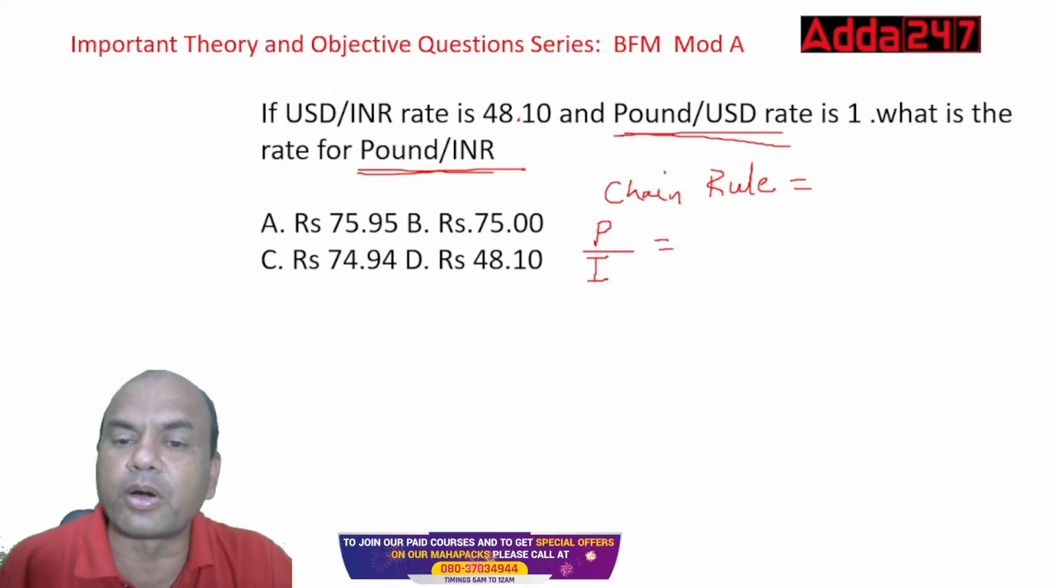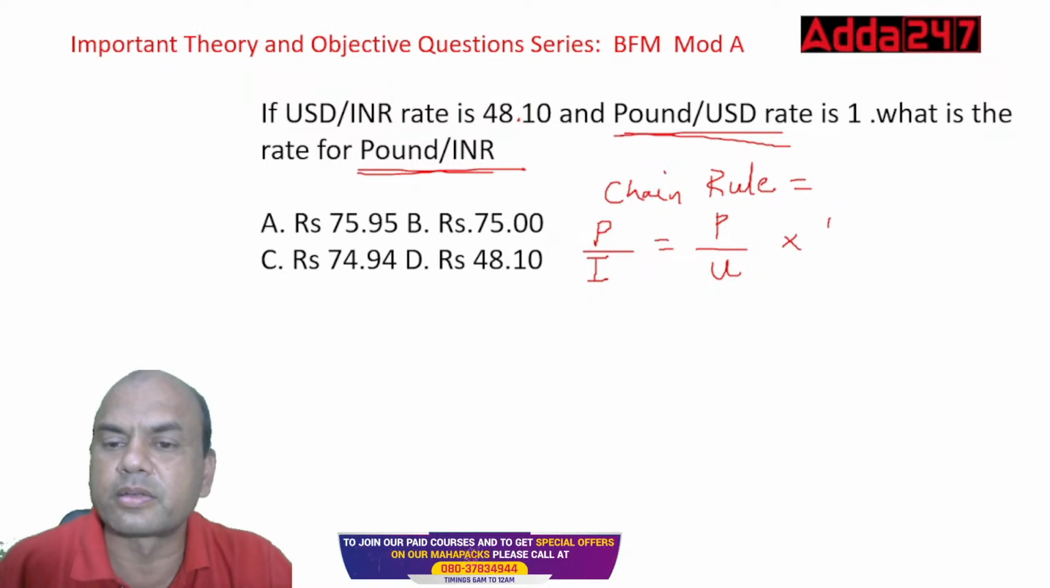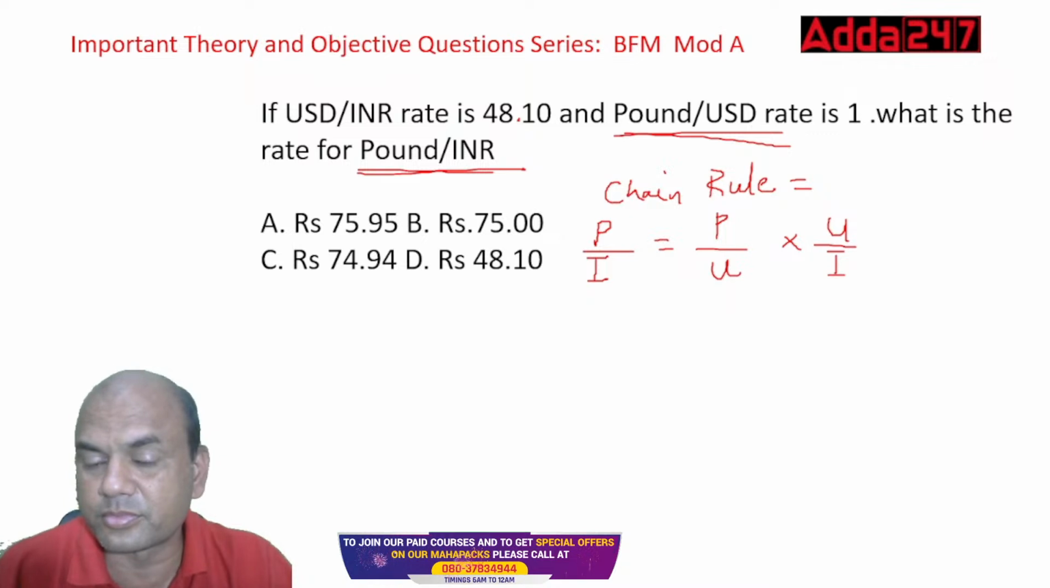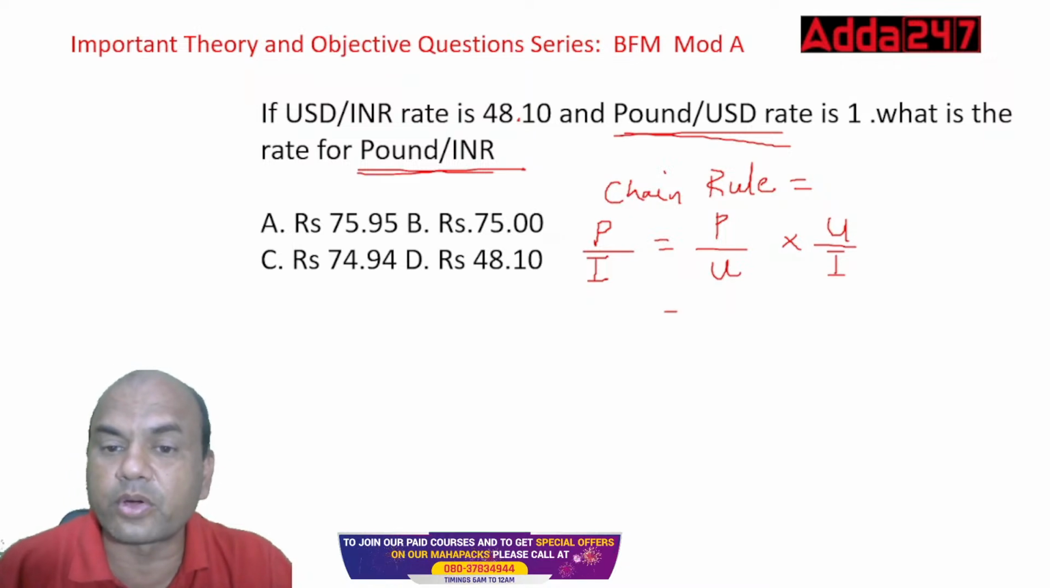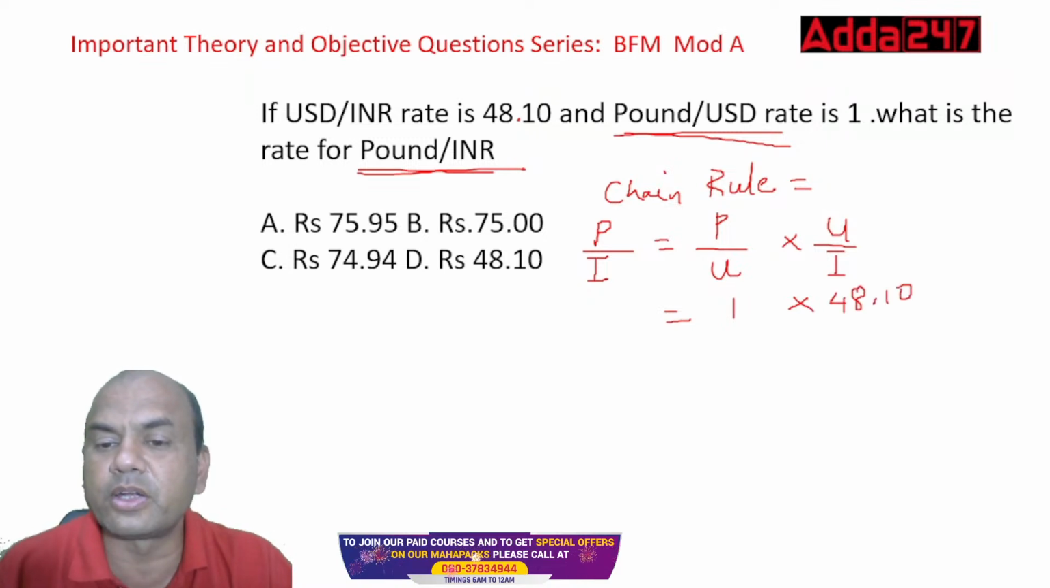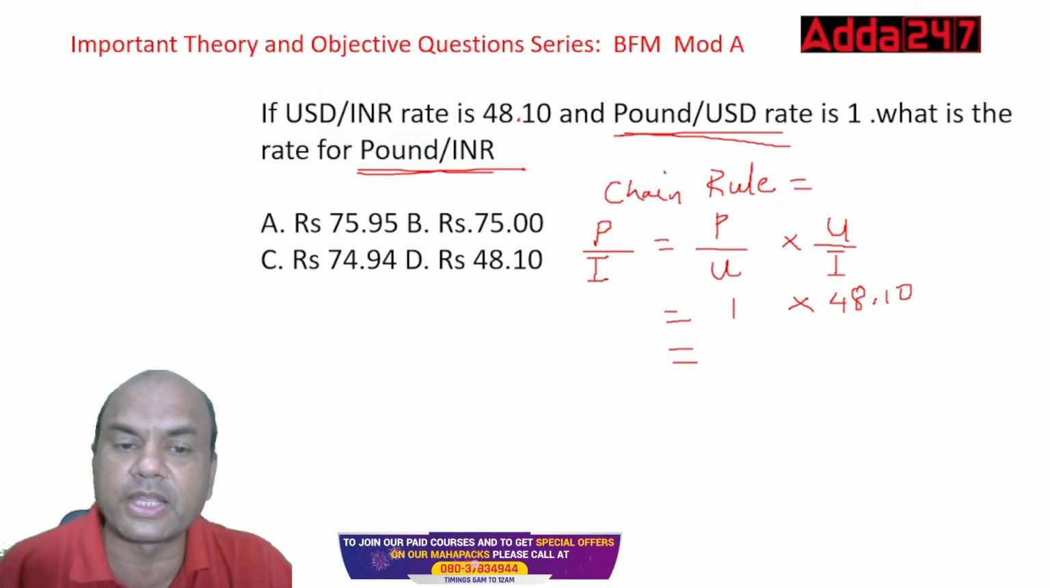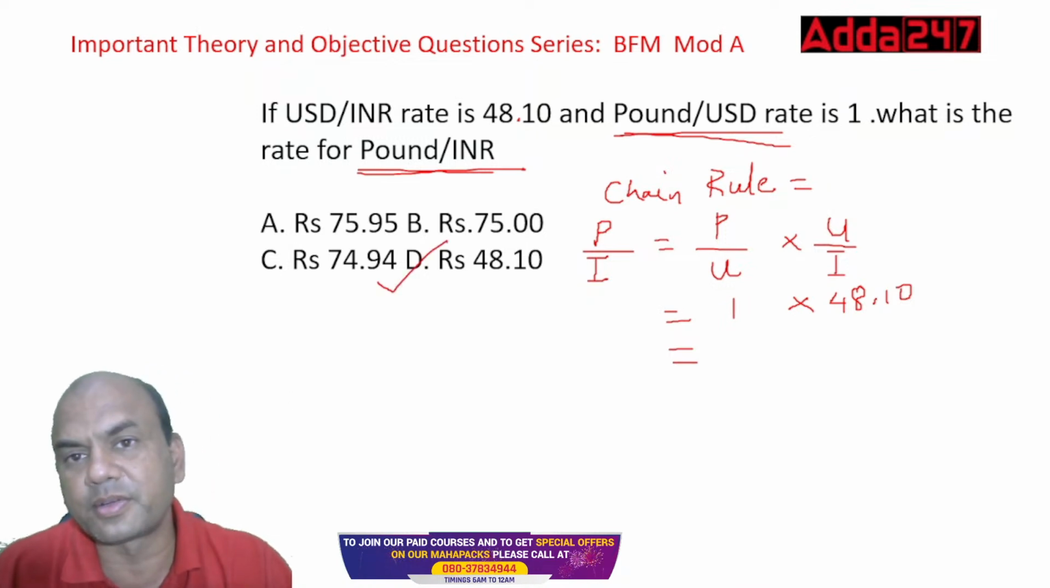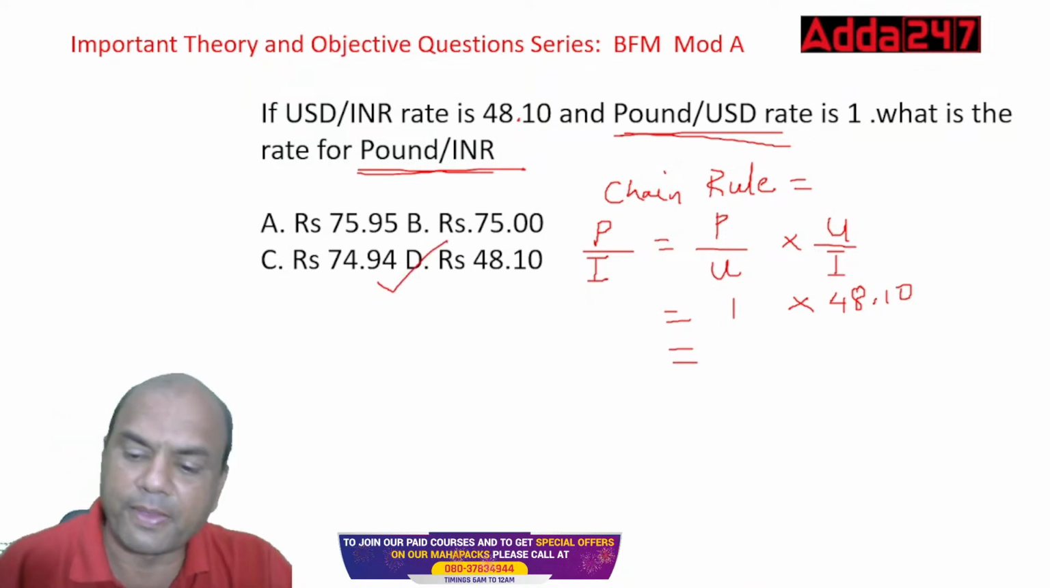So it will be pound to USD into USD to INR. Chain rule, you have studied this in your JIB also. So pound to USD rate is 1, so keep it 1 only. USD to INR is 48.10. So your answer will be 1 into 48.10. So D is the answer. Simple one. Next one.